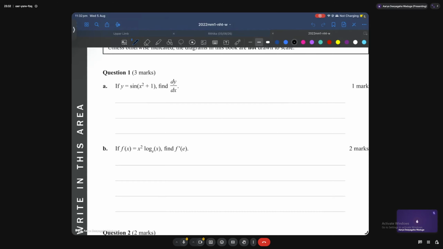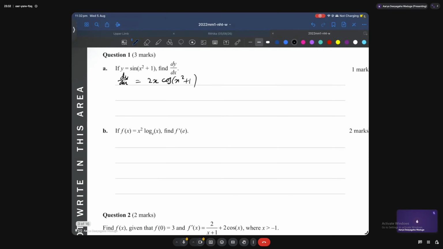Okay, very standard first few questions. So this here is a very basic example of the chain rule application. This is a composite function, so we could very simply just apply the chain rule to differentiate the inside and multiply by the derivative of the outside.